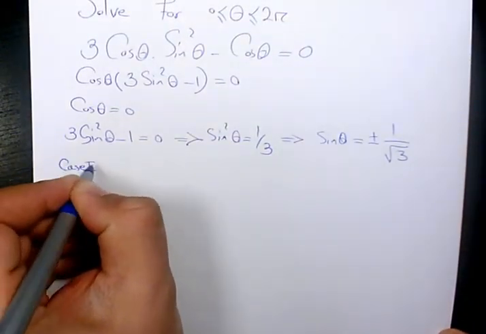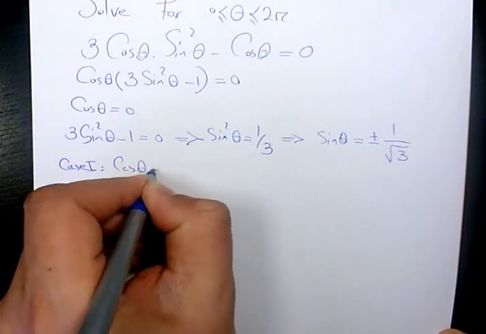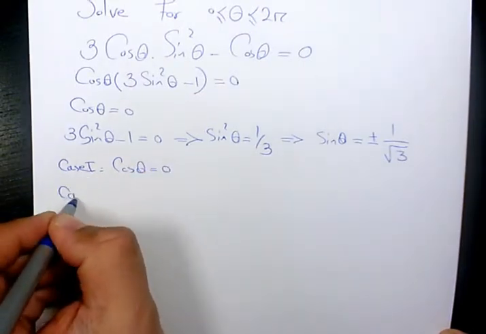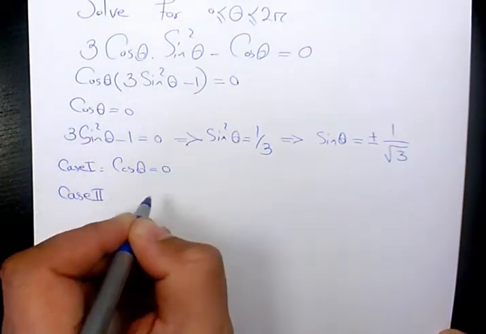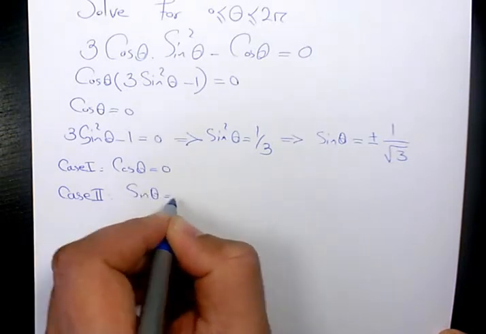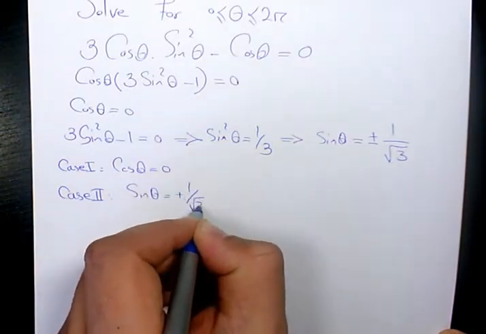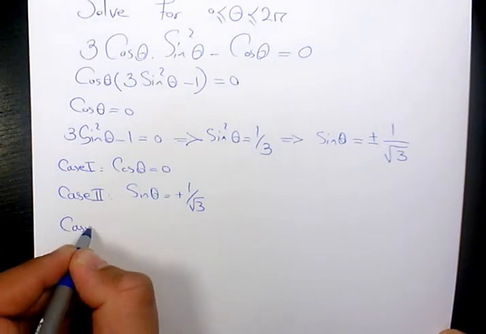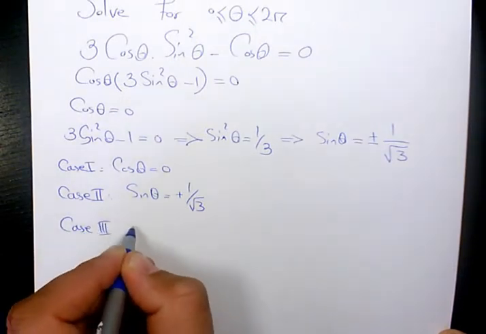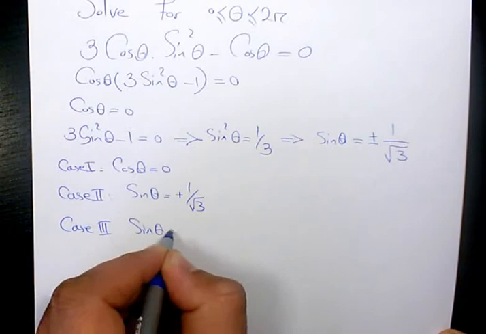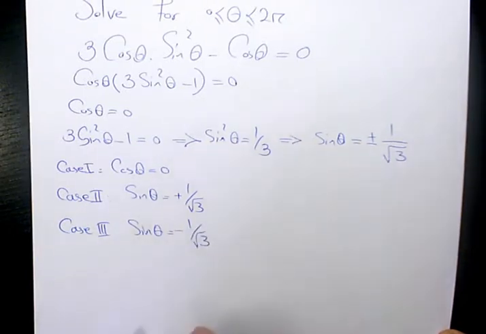Case 1, when cosine theta is 0. Case 2, when sine theta is positive 1 over root 3. Case 3, when sine theta is negative 1 over root 3.